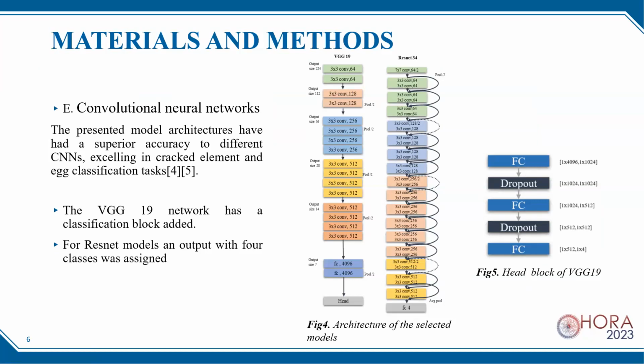For the ResNet models, an output with 4 classes was assigned, and a fully connected layer for output. This is the head block: fully connected, dropout, fully connected, dropout, and fully connected.